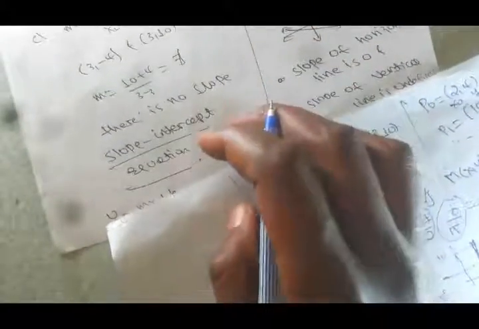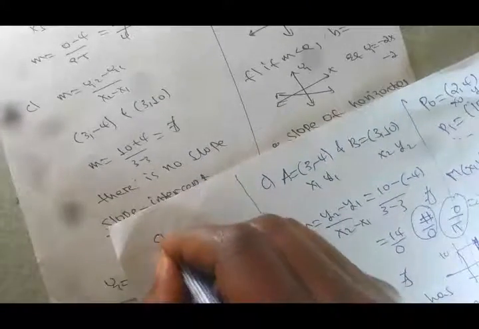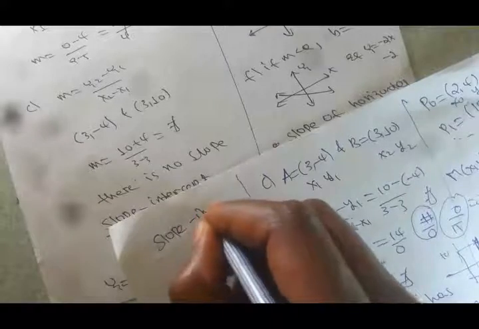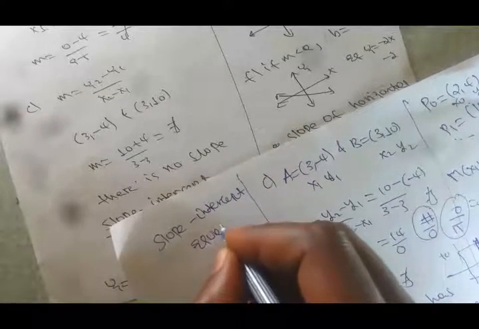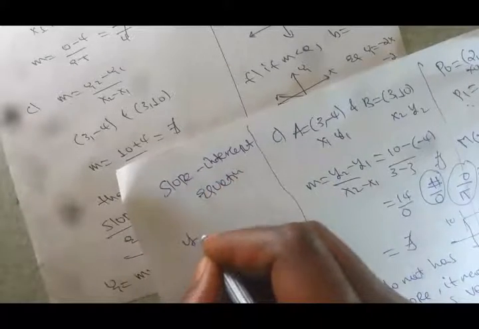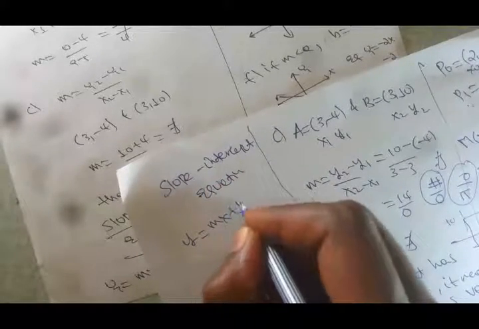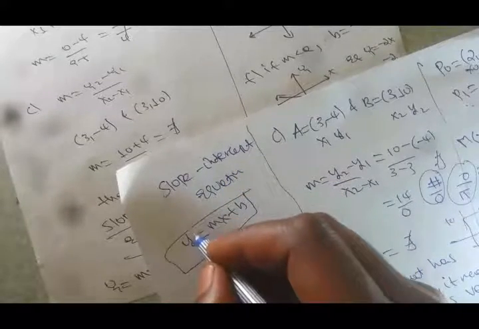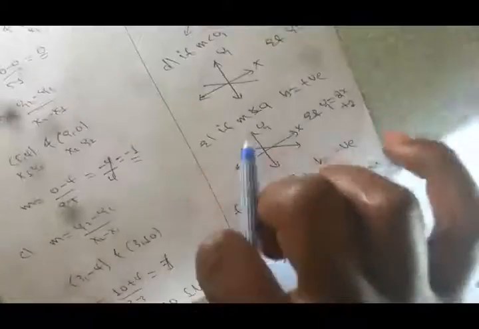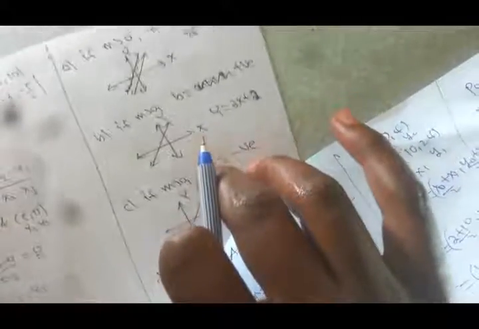Now we are going to talk about the slope intercept equation. Slope intercept equation means y is equal to mx plus b. When you are asked to find the slope intercept equation, it means finding y is equal to mx plus b. And we are going to talk about the different behavior of this. Let's start.